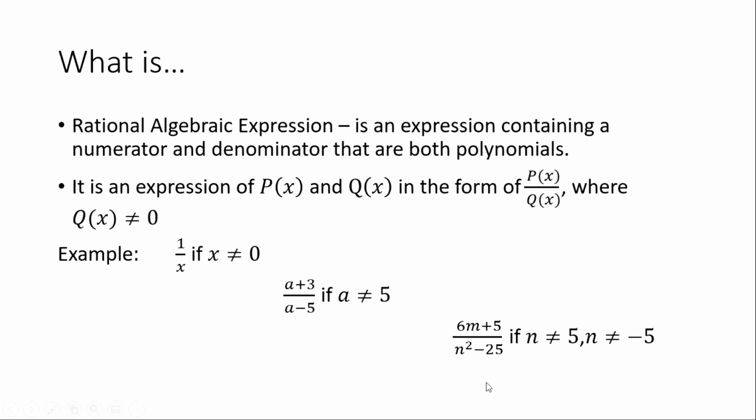And another example is that we have 6n plus 5 over n squared minus 25. So, this is only an example if n is not equal to 5 and n is also not equal to -5. Why? Because when we substitute 5 dito, that is 5 squared, so 25 minus 25, it will become 0. Also, when we substitute -5 here, so -5 squared is 25, 25 minus 25 is 0, so magiging undefined siya. So, ito yung kanyang mga exception.